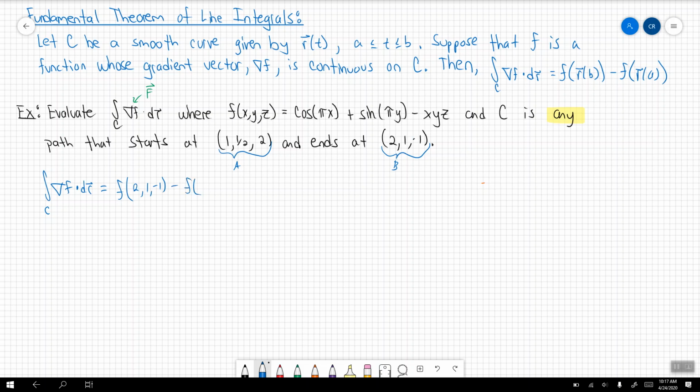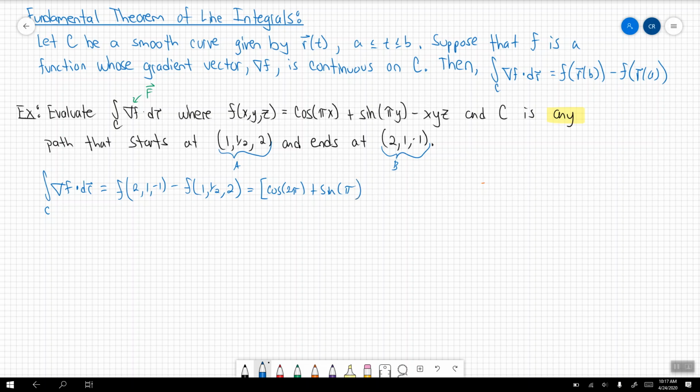And we're going to subtract it by the point where we initially started, 1, 1/2, and 2. So all we need to do is just make our substitutions. All right, here we go. So this is going to be cosine of pi x. So that's going to be this piece here. So that's going to be cosine of 2 pi plus sine of pi y, and that's going to be 1.